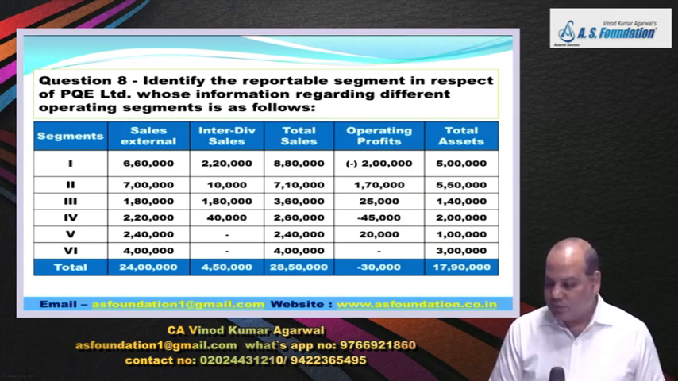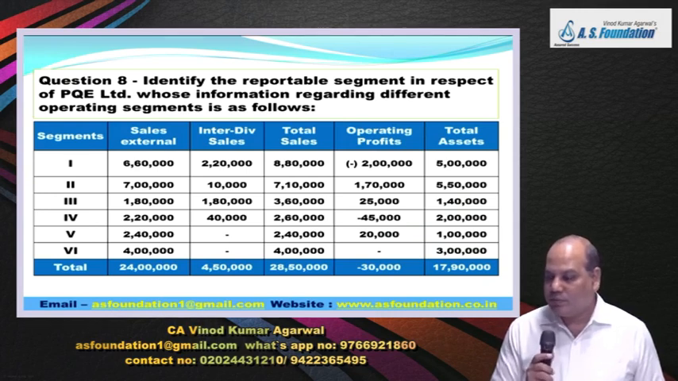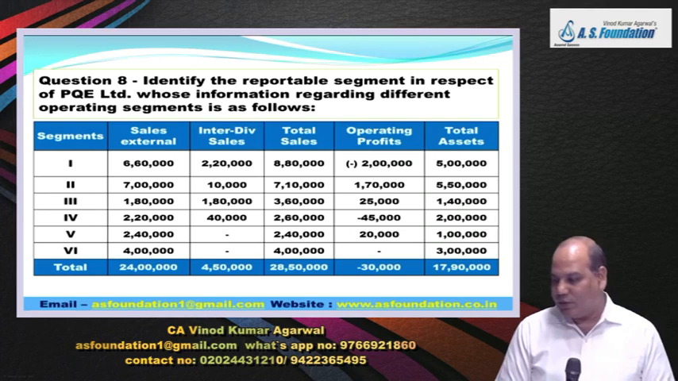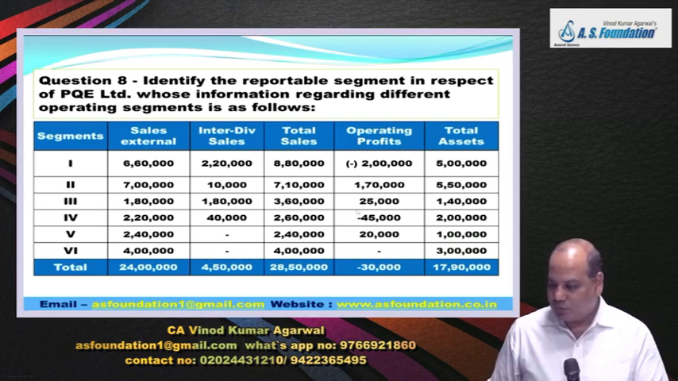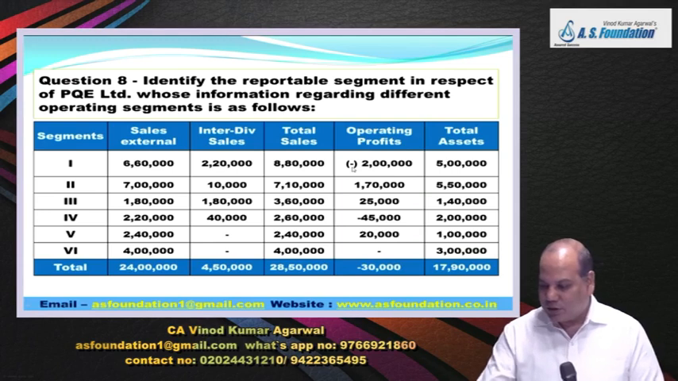Identify the reportable segment in respect of PQR Limited, whose information regarding different operating segments is as follows. So there are 6 segments, and you have to identify the reportable segments. This first number is minus 2 lakh. Just check, in your book it is typed plus 2 lakh. You make it minus. So let us solve it together.